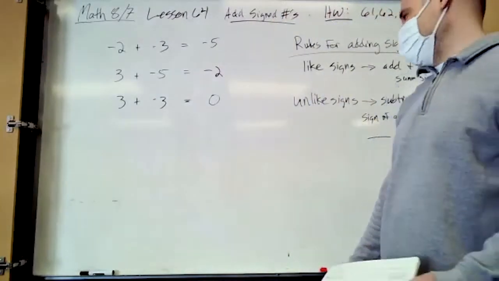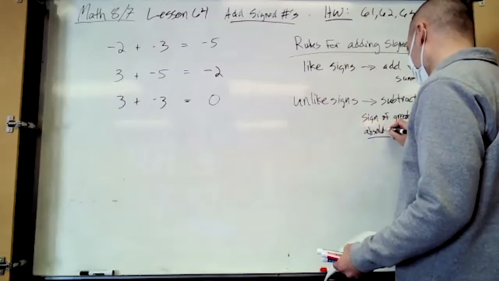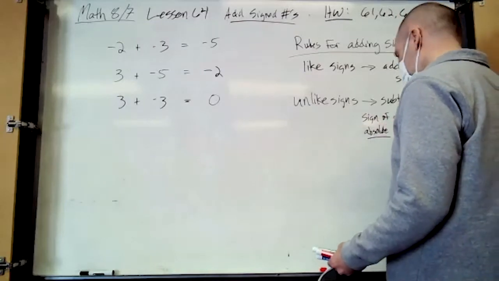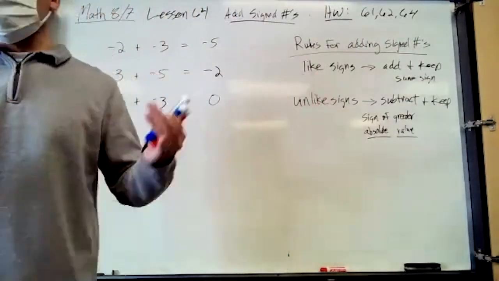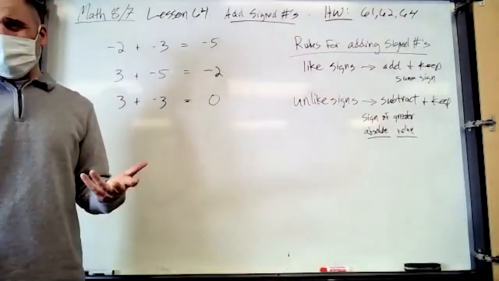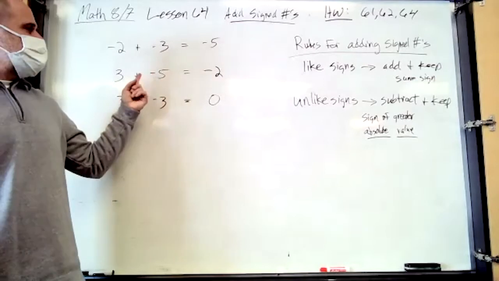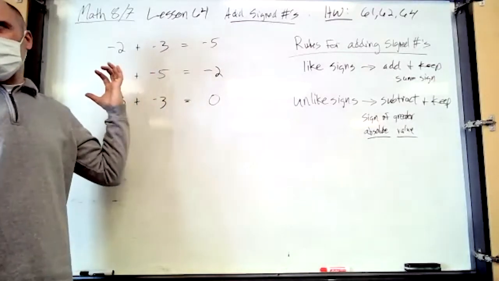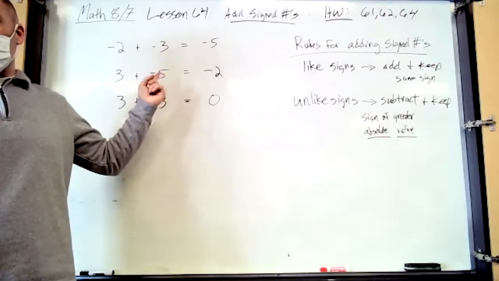Absolute value. That took us forever. I know, but it was fun. No, it wasn't. So you guys know how to add unlike signs anyway. It's the greater one, but technically it's the sign of the greater absolute value. So -5 is a greater absolute value than +3, even though 3 is greater than -5.